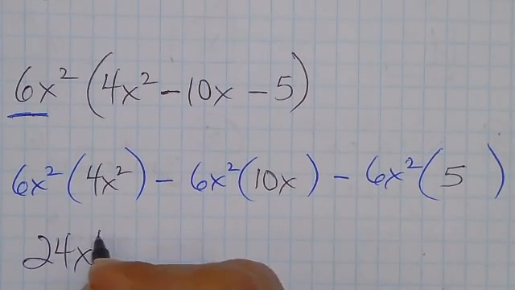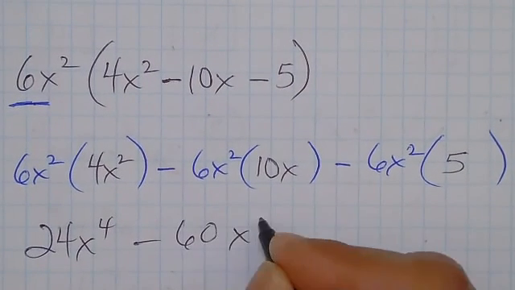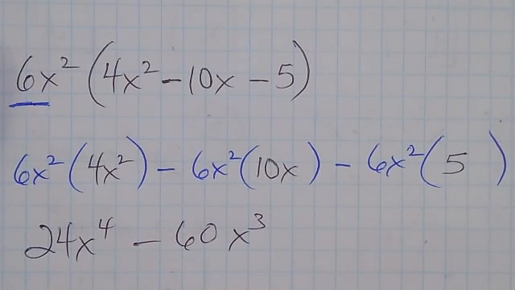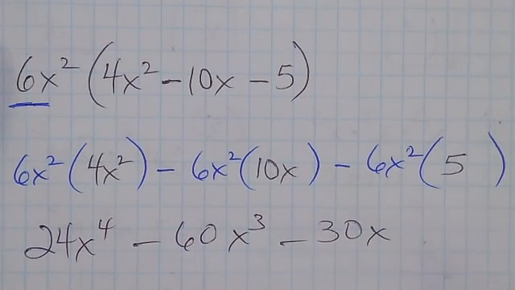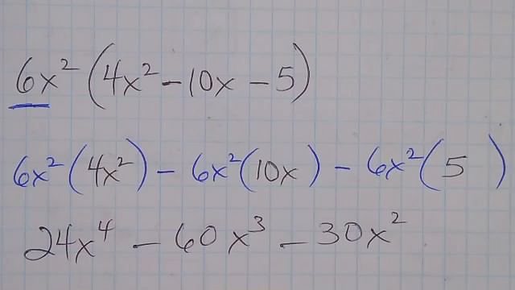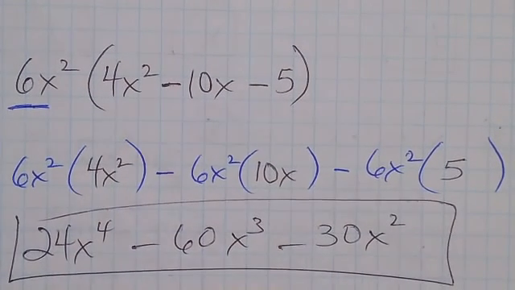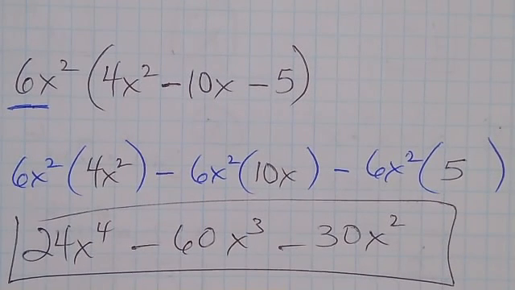That's it, we got it? Okay, what did you get, Dean? 24x to the power 4. Good. Minus 60x to the power 3. Yeah. And then minus 30x to the power 2. Okay. All right, so we're good with that. And like I said, we learned this already.